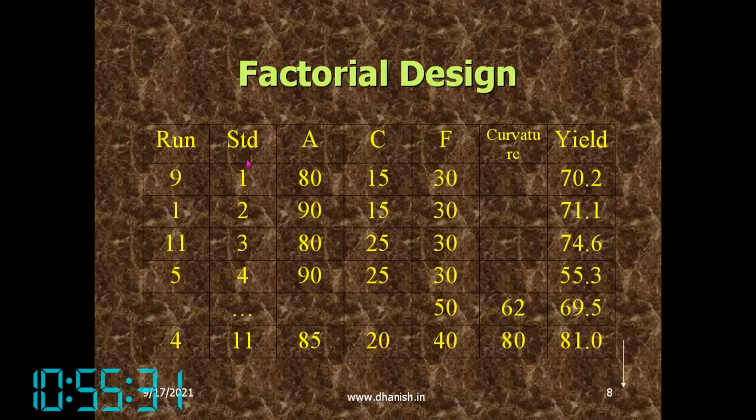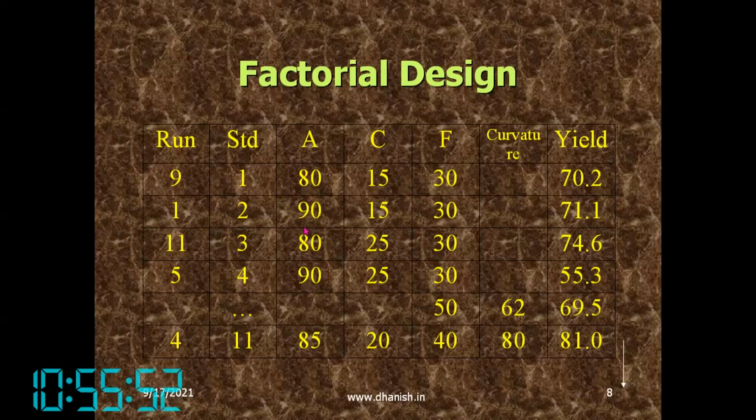Since higher temperature was giving better yield, we tried to shift slightly the temperature A from 70 to 80. Instead of that, we use 80 to 90. So wherever possible, try to move towards the optimum. And this is the standard order. Standard order is 80, 90, 80, 90, etc.